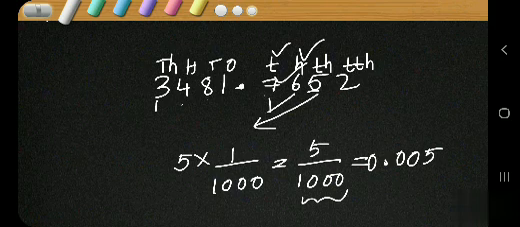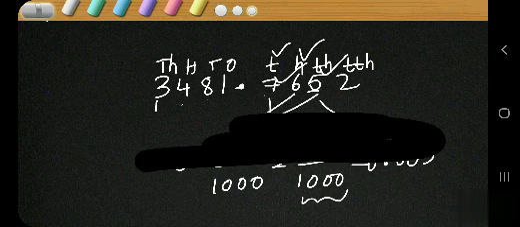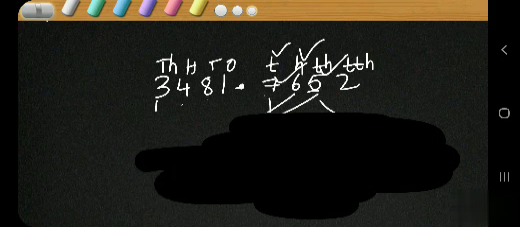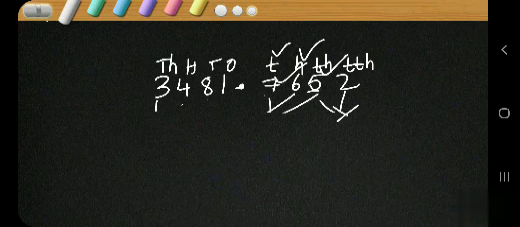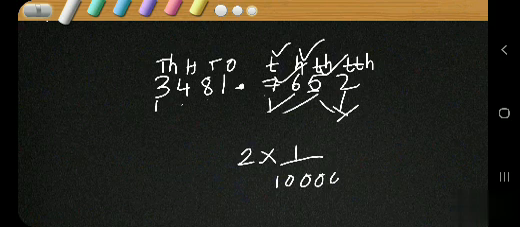So the place value of this 5 is 0.005. Like this. What is the place value of the last digit 2? The place value of 2 is in which place? Ten-thousands place, so 2 into 1 by 10,000 means 2 by 10,000. So in the answer, how many decimal places would be there? 4 decimal places, because in 10,000 there are 4 zeros.